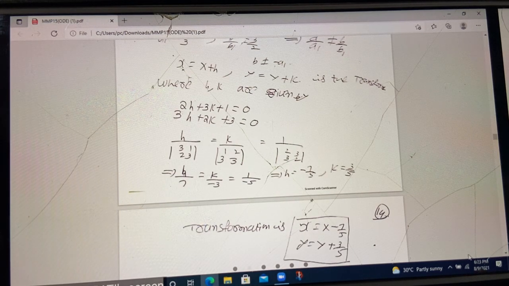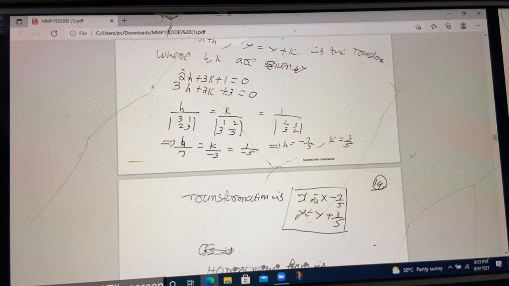Suppose you are asked to find what is the transformation, then small x equals capital X plus h, small y equals capital Y plus k. Suppose you are asked for capital X, what is capital X? Small x plus 7 by 5. What is capital Y? Small y minus 3 by 5.